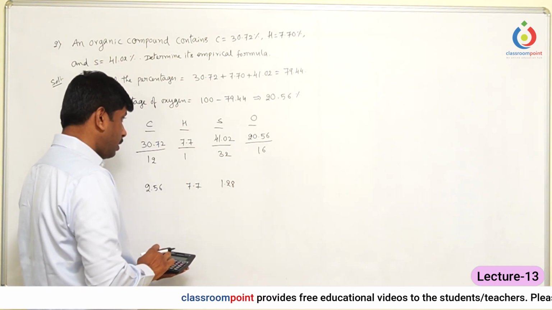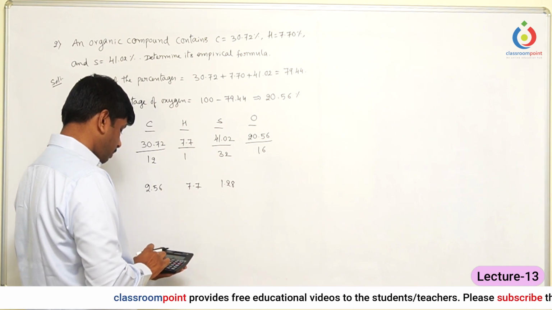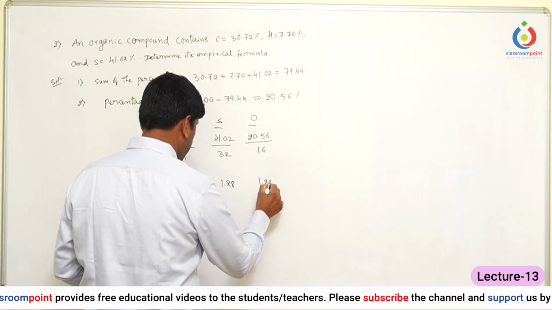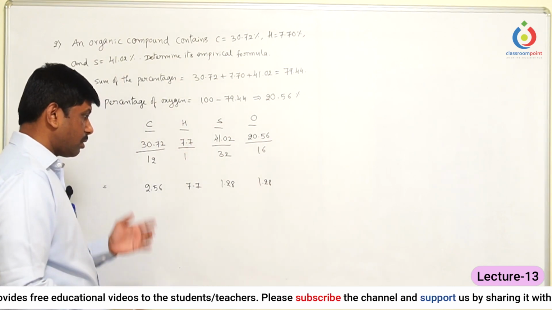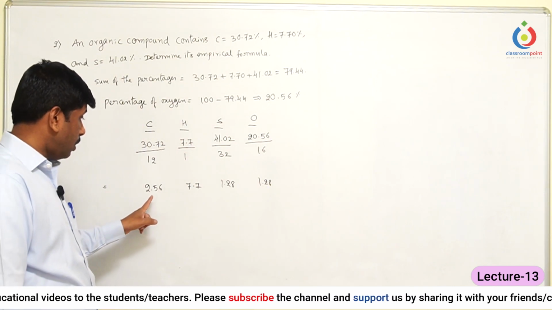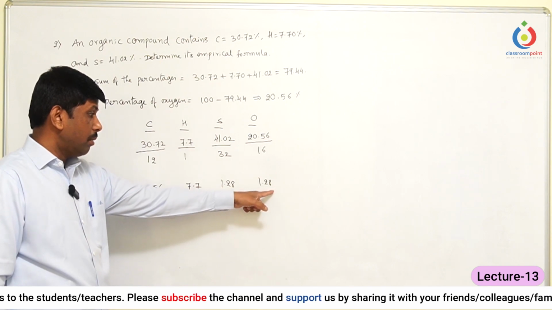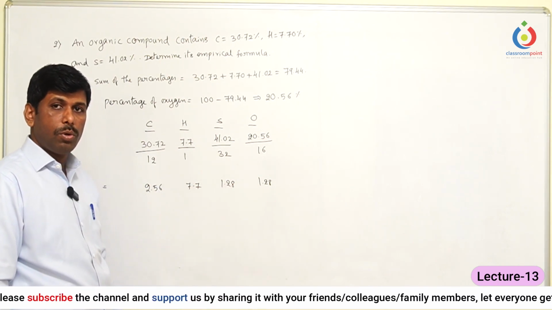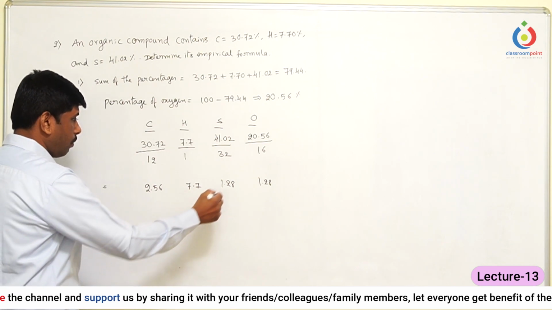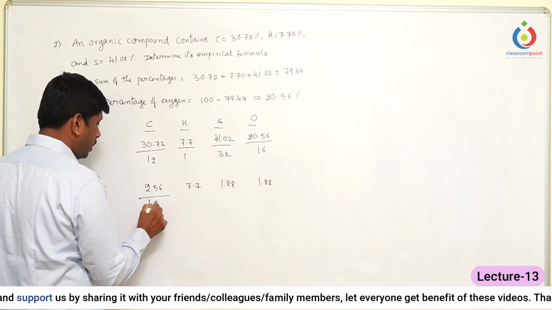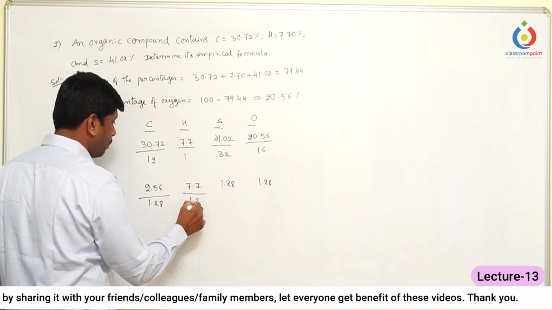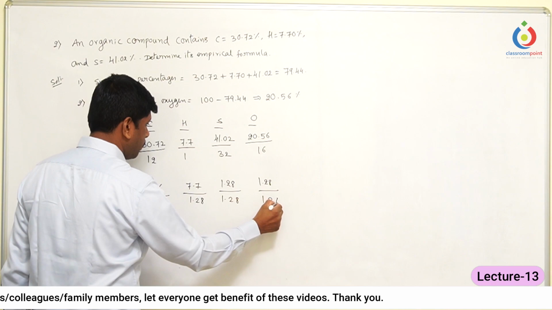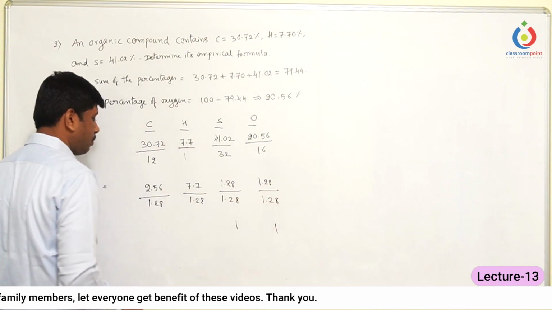Next, 20.56 divided by 16. That gives 1.28. So among these values, we take the smallest, because now we have the moles values. Divide these moles values by the smallest among these, and that gives the moles ratio. So here 1.28 is the smallest value. 1.28, 1.28 and 1.28. Here anyhow the value is equal to 1.